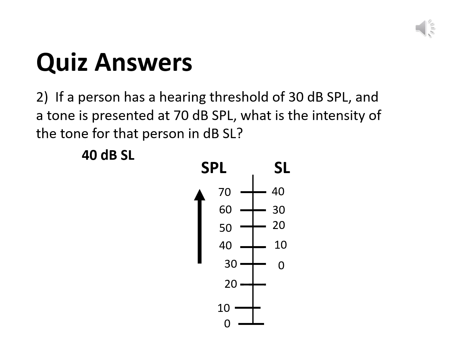Then we want to know what the person hears at 70 dB SPL. And so we just go up to the 70 dB SPL mark on the SPL scale. So we see that 70 dB SPL is equivalent to 40 dB SL, and so the answer is 40 dB SL. And so I just want to emphasize how important it is to draw the scale and then to map across on the scale because it makes it so much easier.